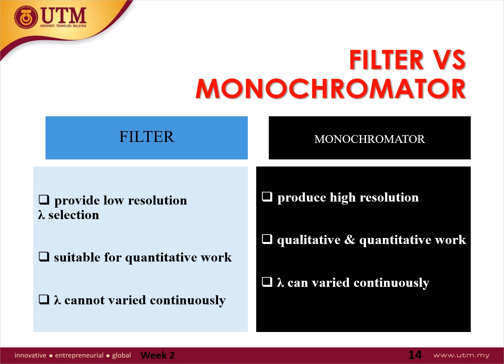Okay, now we come to the part filter versus monochromator. Okay, filter. A lambda cannot be varied continuously, whereas with a monochromator lambda can be varied continuously. And also, a filter is suitable for quantitative work only because we only have one filter. So QA, QC using one filter is good quantitative work.